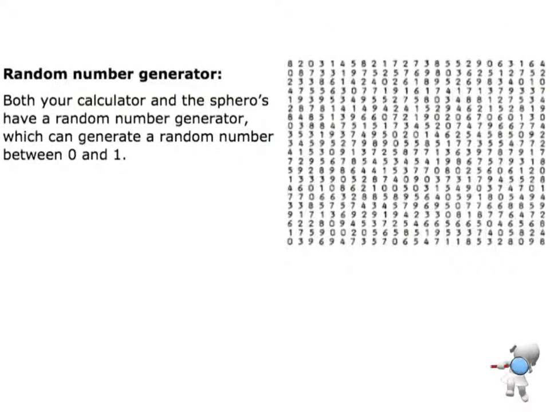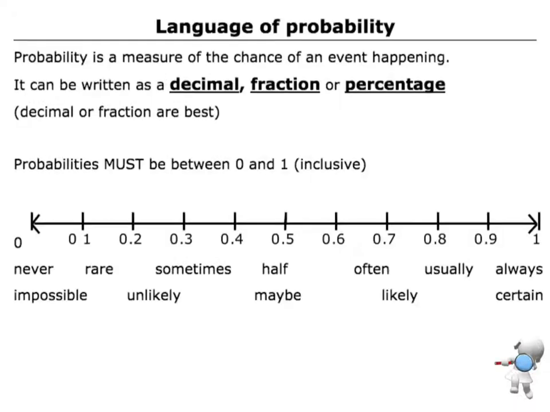We can also do random number generation, and our calculators do this, and spreadsheets do this, so we can use those tools if we need them.